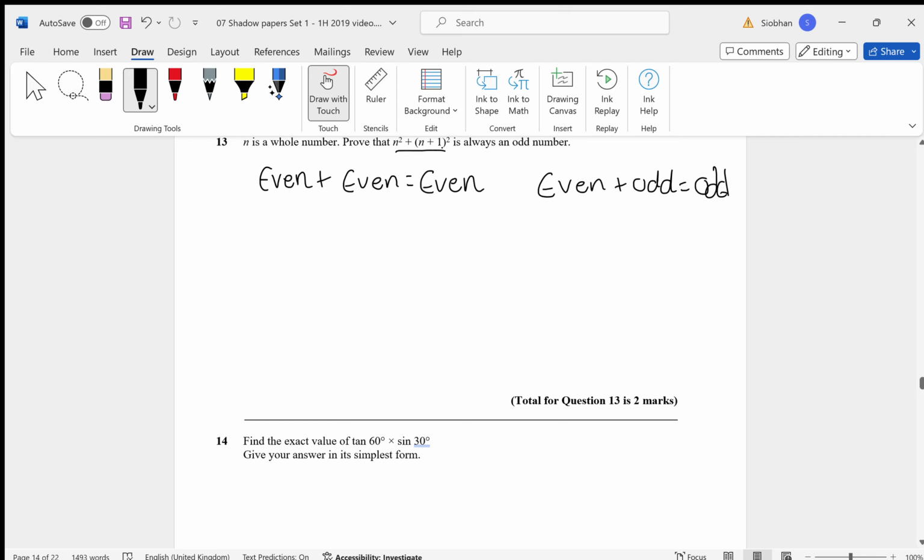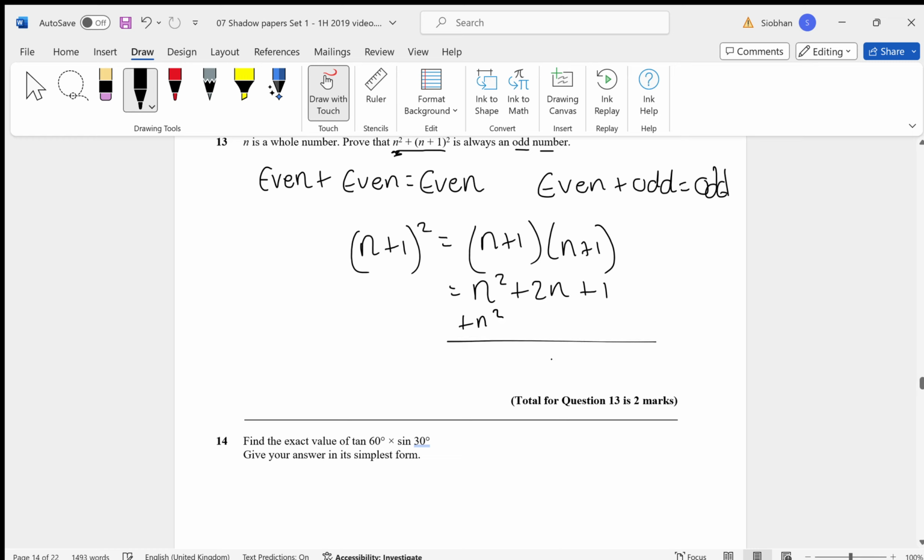So we need to prove that this will always get you an odd number. So first thing we can do is just expand that out and see what we get. So if we expand out n plus 1 squared, that means you've got n plus 1 times another n plus 1. You should be able to expand out that double bracket quite easily. You get an n squared, you get two n's, and you get the number 1. And we just want to add on an n squared to that. So if we now add on n squared, we're going to get 2n squared plus 2n plus 1.